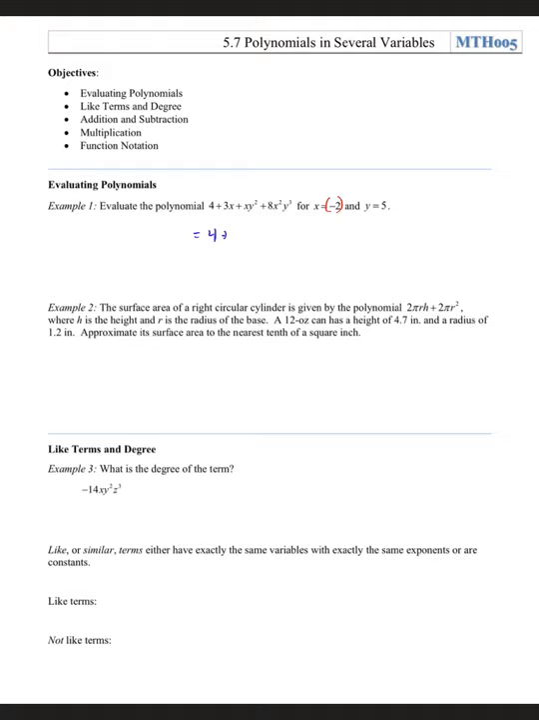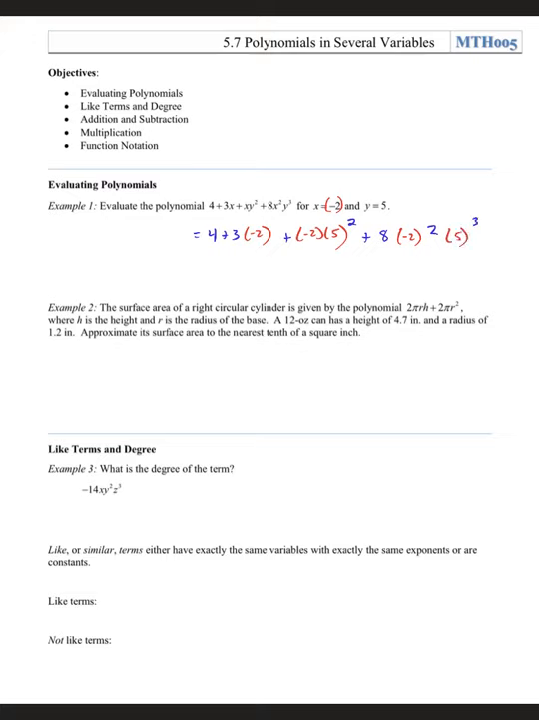So we get 4 plus 3 times x, which is -2, and we're adding xy squared. So this would be x, and then the y is 5, and then that's being squared, plus 8, and then x squared. So again, that would be (-2) squared, and then y is 5, and that value is going to be cubed.